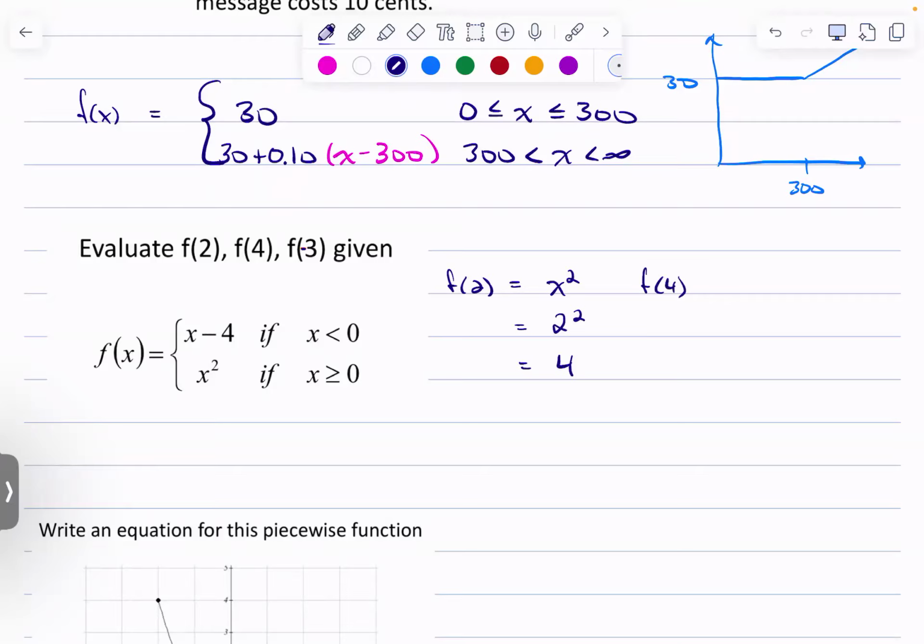How about f of 4? F of 4, so 4 is positive again, which means that the function is x squared. So I get 4 squared, which is 16, right?